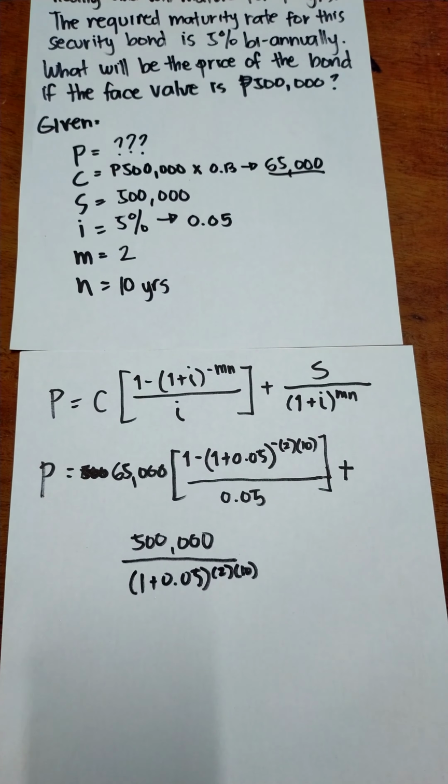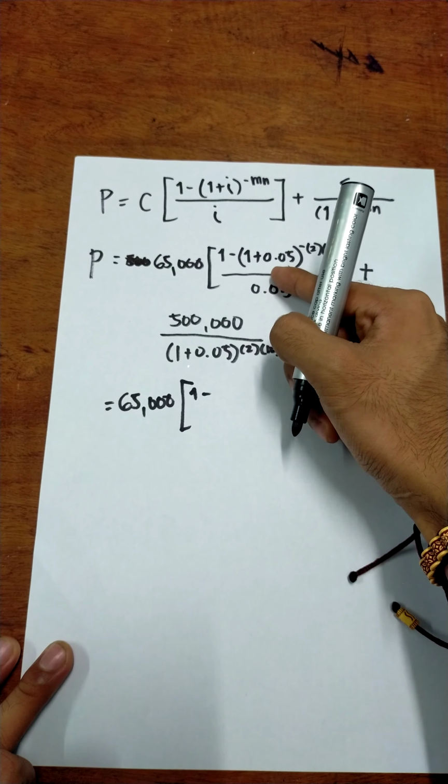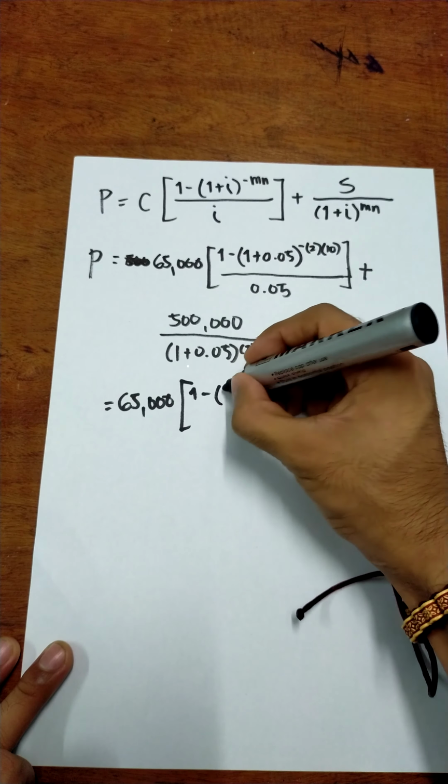Next is to operate inside the parentheses. So, these ones, we operate them first. We have 65,000. Next. Okay. So, we have 1 minus. So, 1 plus 0.05, we have, of course, 1.05. Okay. And then, 2 times 10, we have negative 20. Okay. And then, copy 0.05.